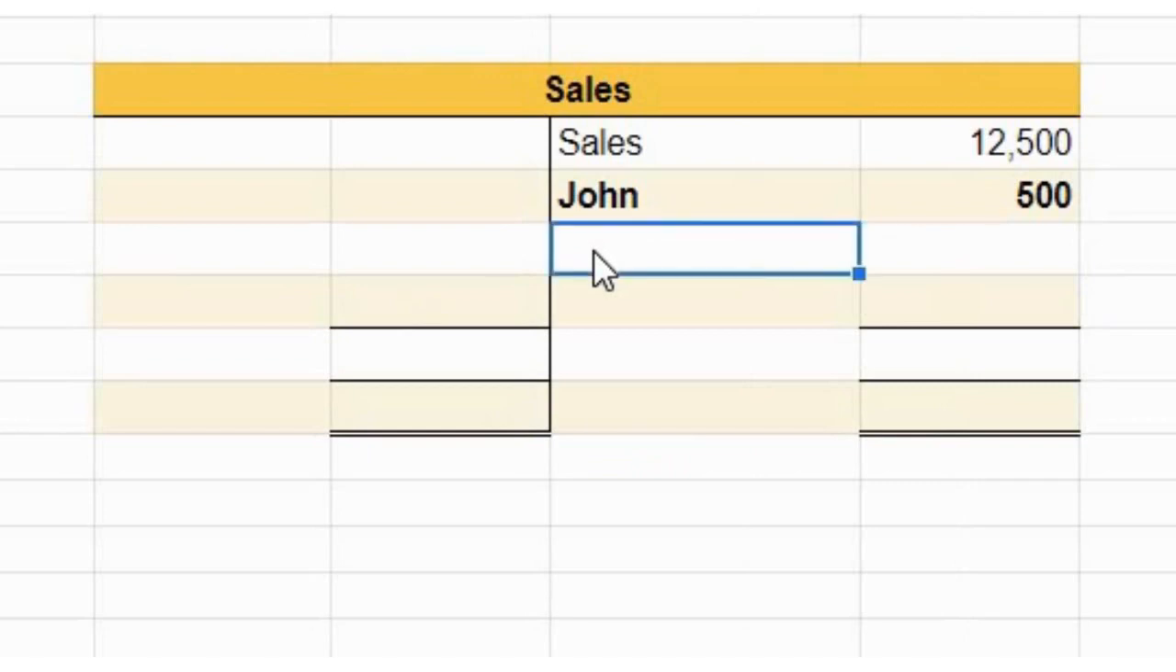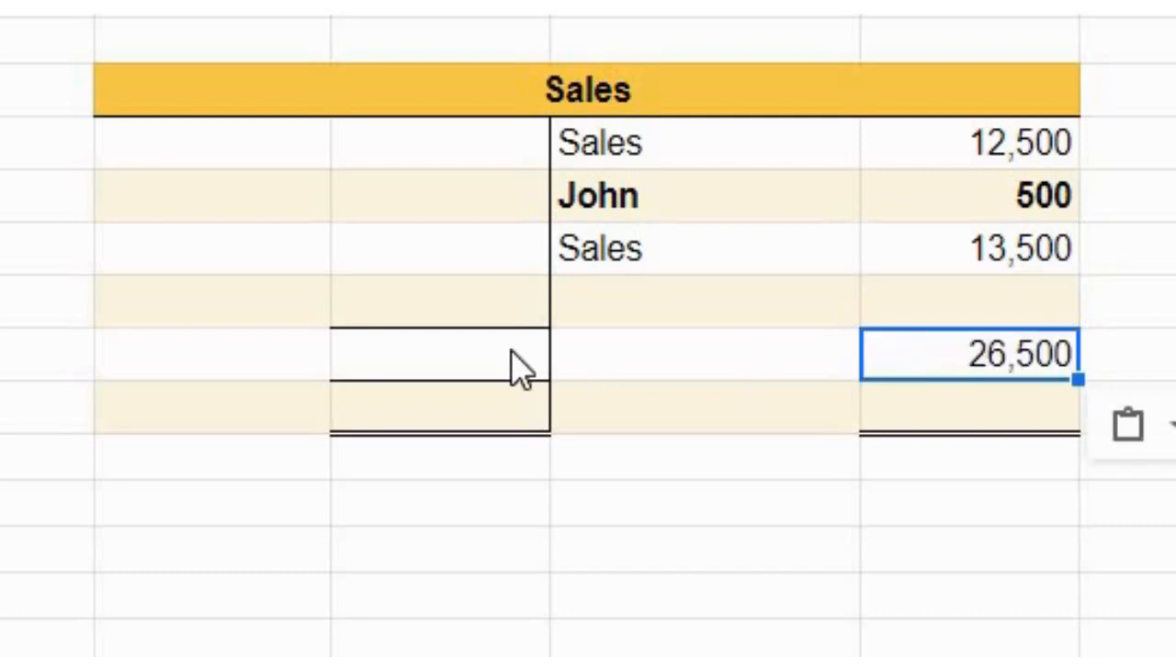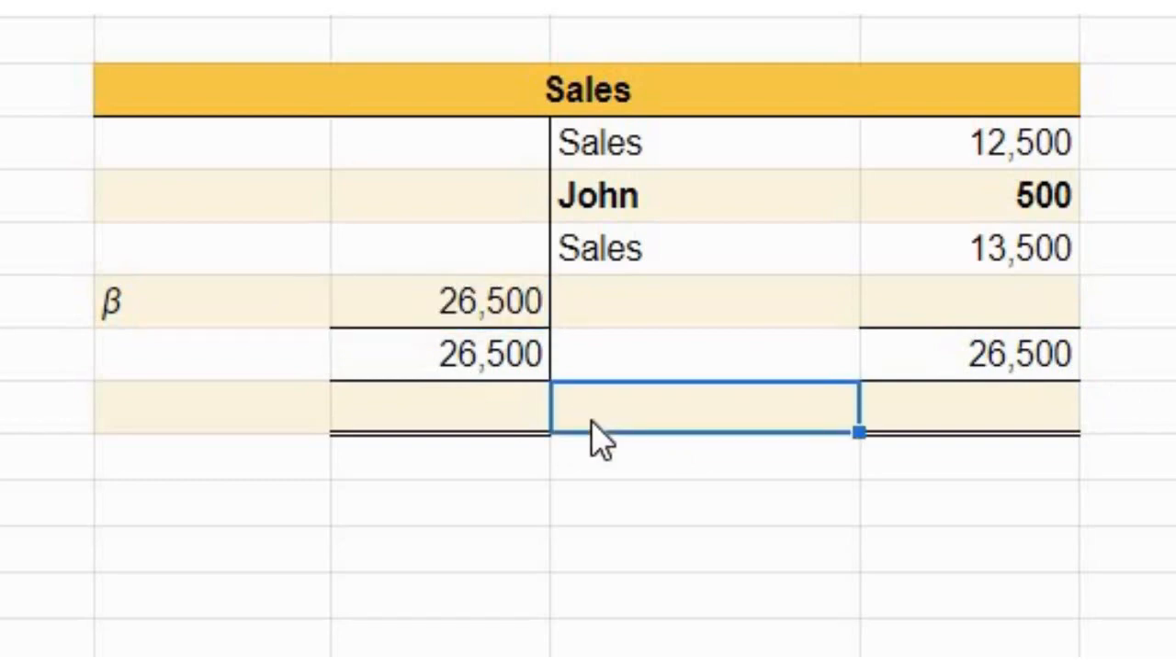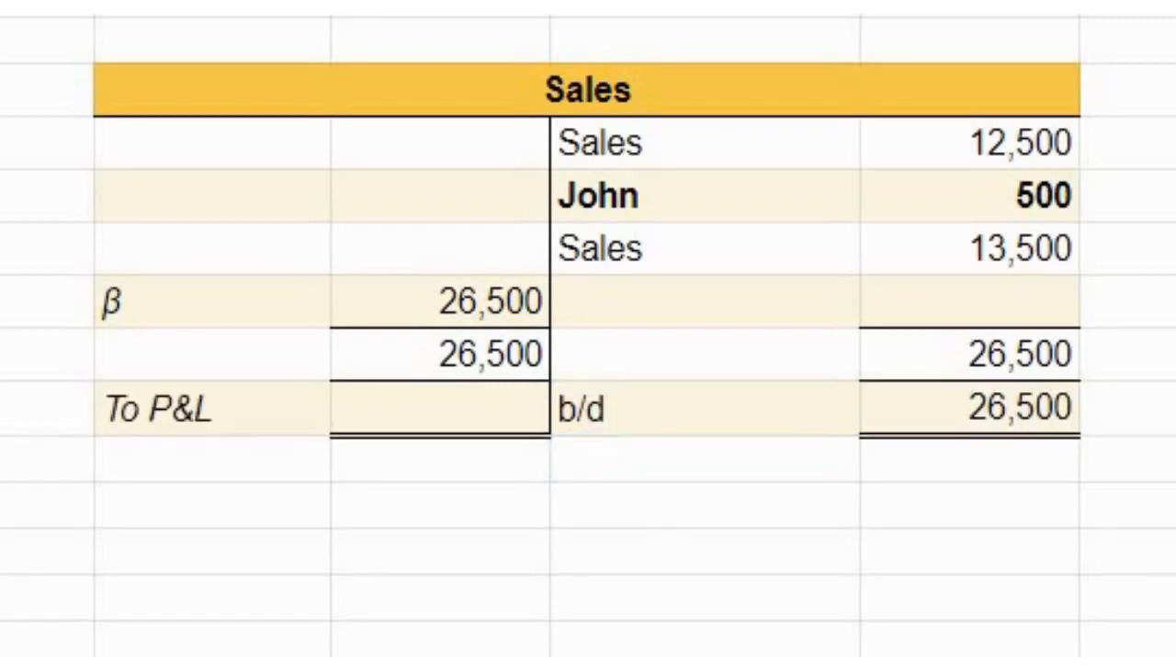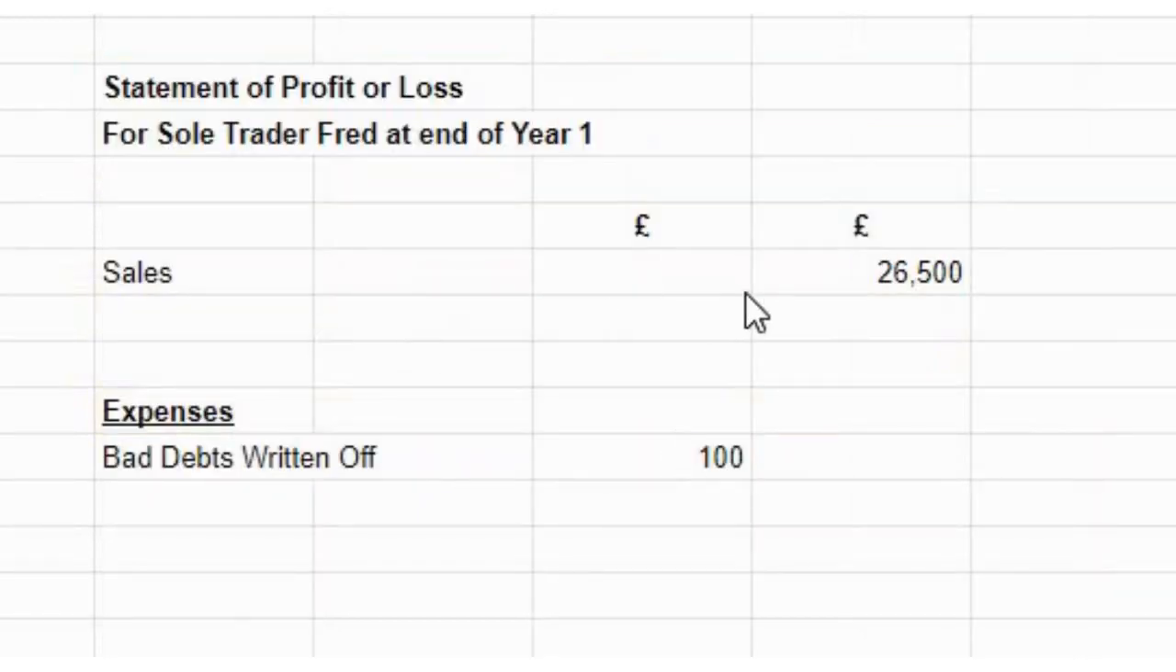I'm just going to imagine that after the original sale to John, Fred made further sales of 13,500, and this gives a total of 26,500 there and 26,500 there, and the balancing figure is 26,500, which gives a brought down balance of 26,500, and this 26,500 is transferred to the profit and loss, and here we can see it in the row for sales.